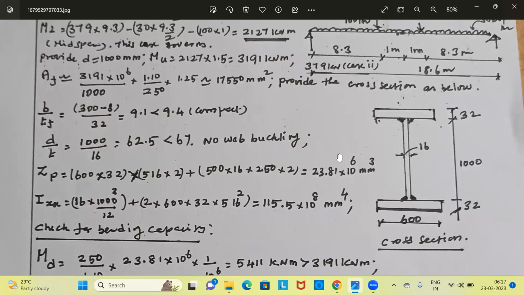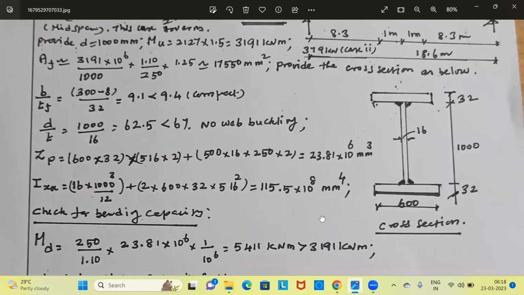Now we have to do 3 checks here as required. One is bending capacity, shear capacity, and check for deflection. Apart from that, we have to design this weld also, the weld between the web and the flange plate.